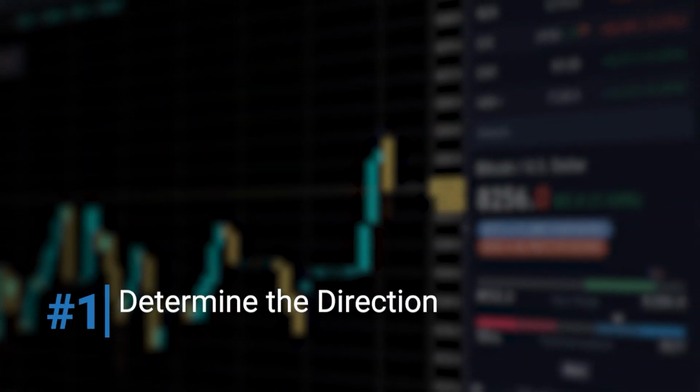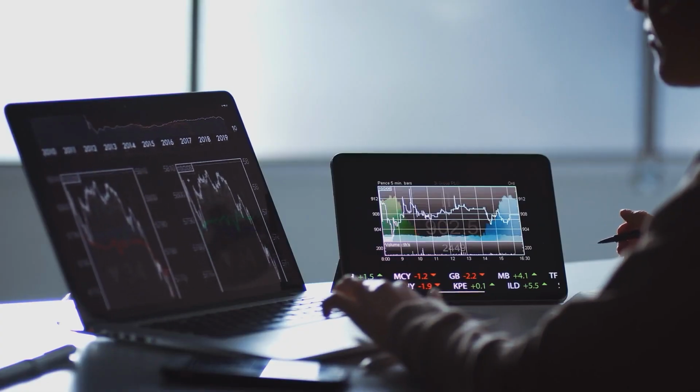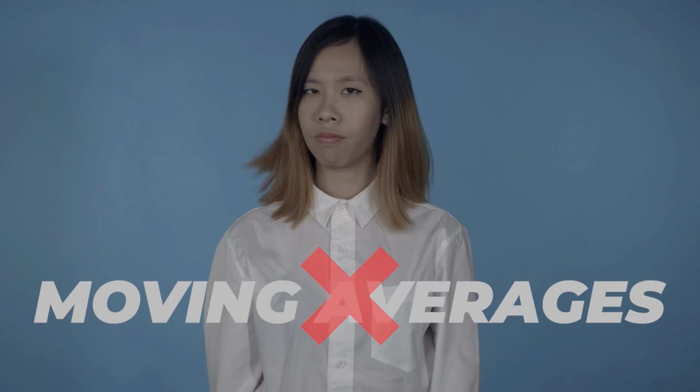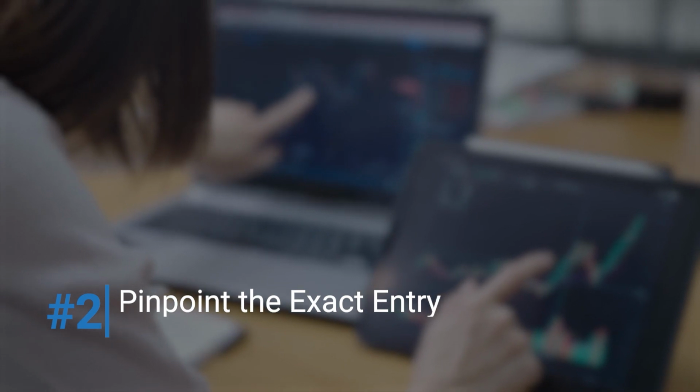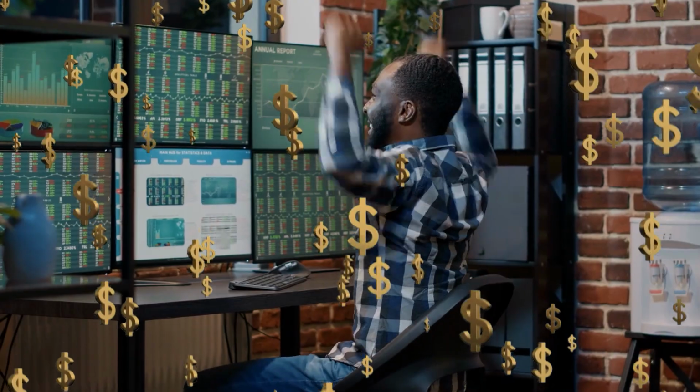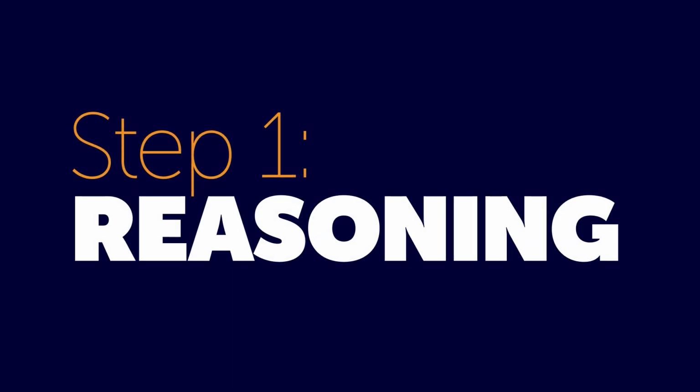In the first step, we'll put together our reasoning to determine which direction we'll be looking to trade the market. Part of this will include looking at higher timeframes and taking notice of how the influence line is behaving. And in case you're wondering, no, this has nothing to do with moving averages. In the second step, we drill down using the accuracy of the MTFX to pinpoint the exact bar for entry. Remember, we're looking for the market to explode in your favor after this entry, so let's get into it.